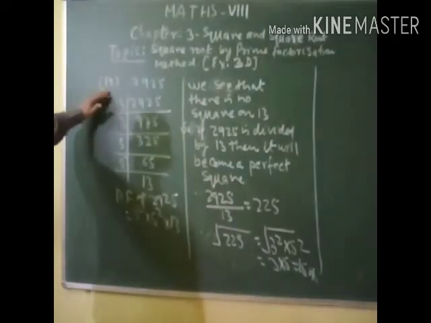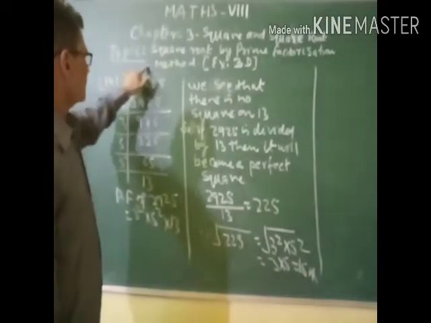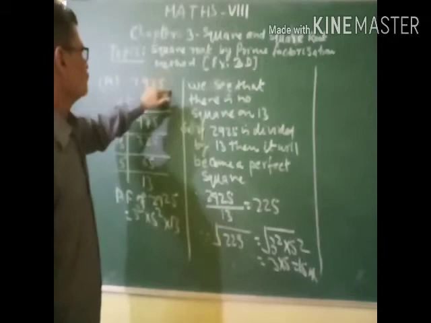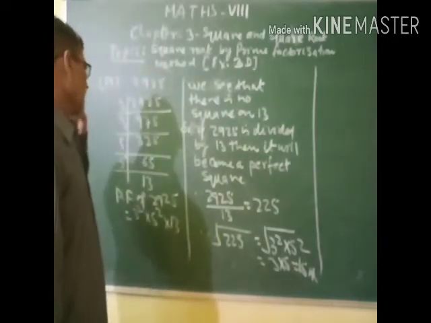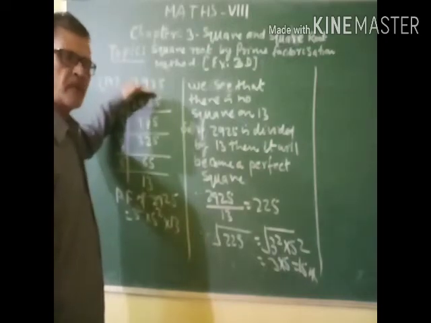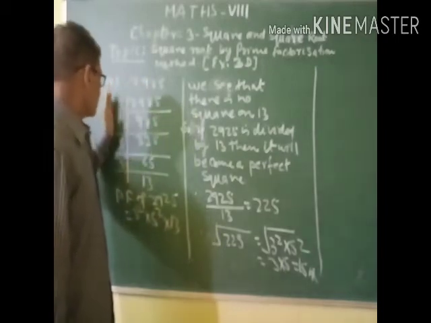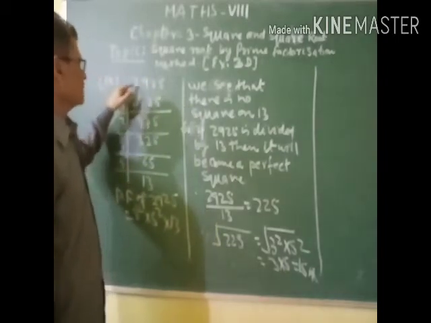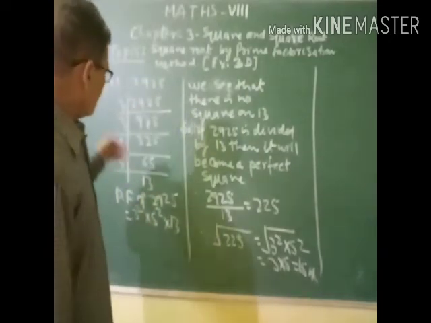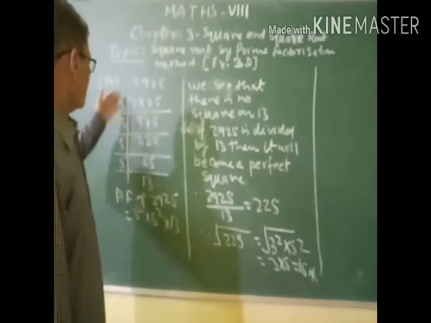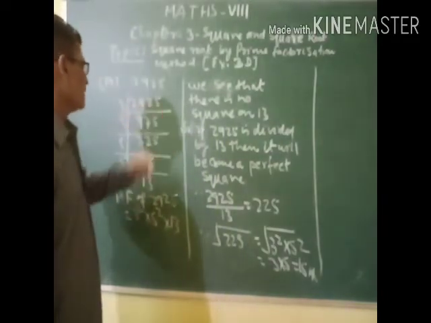Now come to question number 14. Question number 14 is, by what number should 2925 be divided so that it becomes a perfect square number? Certainly, the prime factorization of 2925 will tell us the required number. So let us find the prime factorization of 2925.